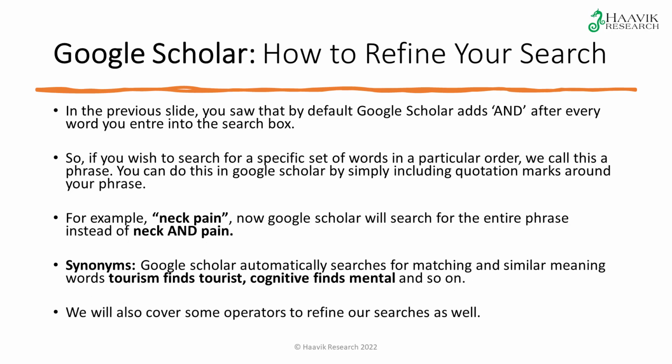As I just mentioned, Google Scholar will by default put an AND after every word you put into your search box. But if you wanted to look at neck pain together, so you wanted it not to look at neck and pain, but neck pain together, then like I just mentioned before, you have quotation marks before and after. So quotation marks, neck pain, then quotation marks, end. Now it will look for neck pain, not neck separately from pain. So this can be very useful when you're searching the literature.